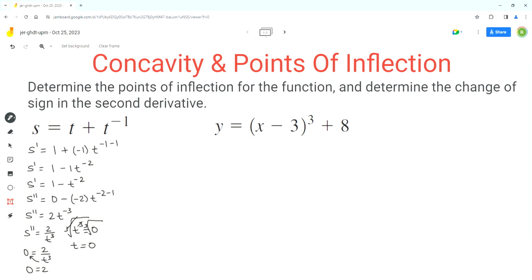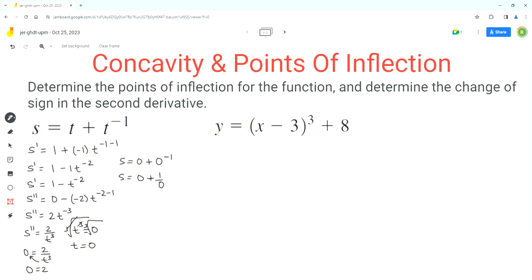Now to find the inflection point, we should sub in this t value in the given function s to find the corresponding function value, or the s value. So the s function is s equals, we sub in t as 0, 0 plus 0 exponent -1. Now in order to simplify this expression, we should move the second 0 to the denominator to make the exponent positive. So 0 plus 1 over 0.